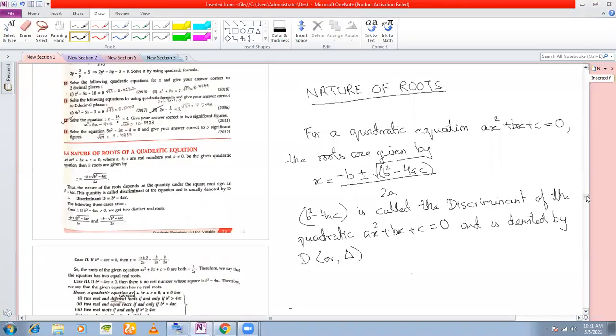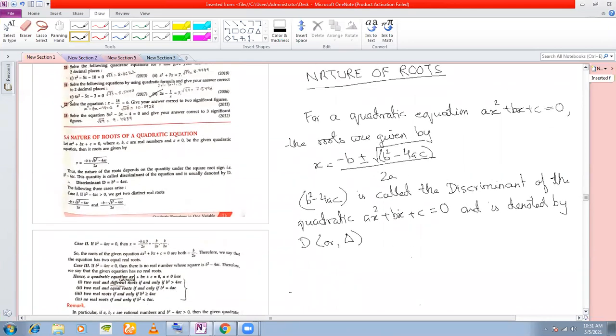So this is what I had mentioned yesterday about the nature of roots, and therefore, since b square minus 4ac is called the discriminant, we write D is equal to b square minus 4ac. Okay, or delta is equal to b square minus 4ac.